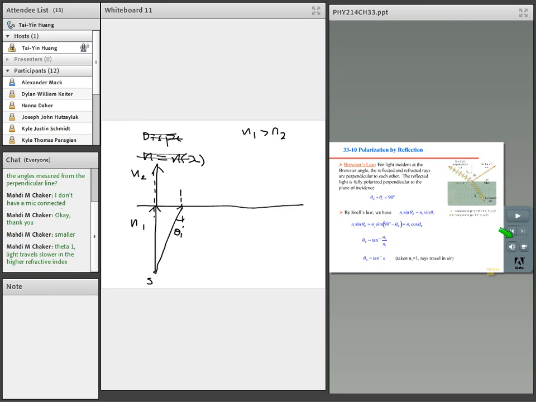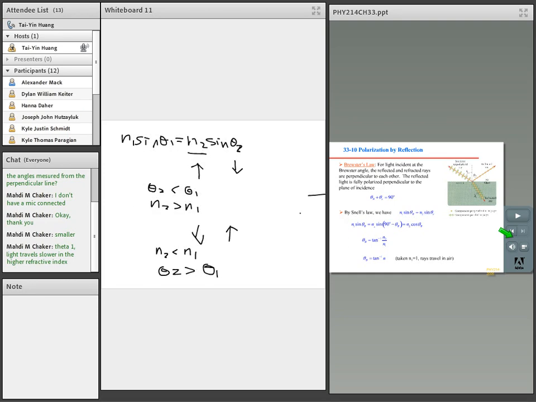Theta 1 travels slower. Well, light travels slower in n1 because n1 has a higher index of refraction. So n1 is c over v, and if n1 is larger, it means that light does travel slower. But then I'm asking whether theta 1 is greater than theta 2 or not. All right. However, let me write down this. Let's go back to the previous slide.